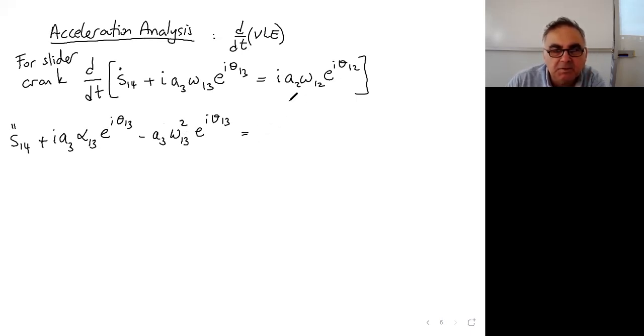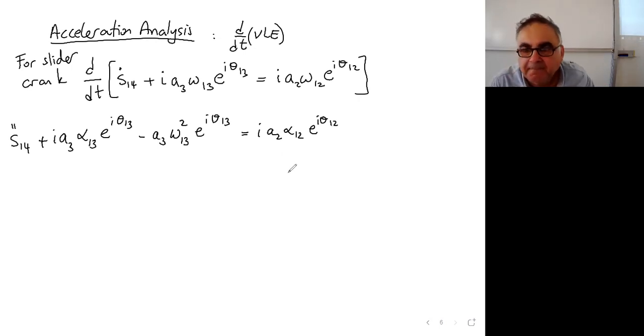is equal to, but again we have a multiple derivative chain rule, I A2 alpha 12 e to the I theta 12, minus A2 omega 12 squared e to the I theta 12.